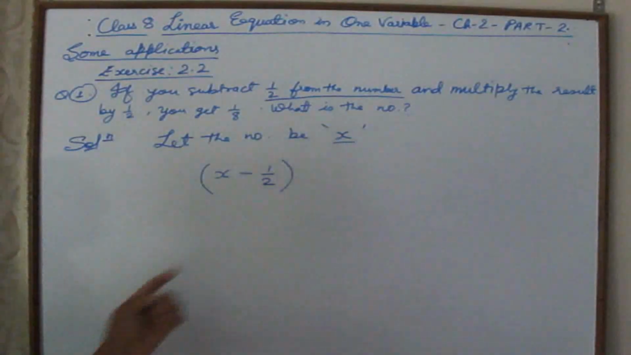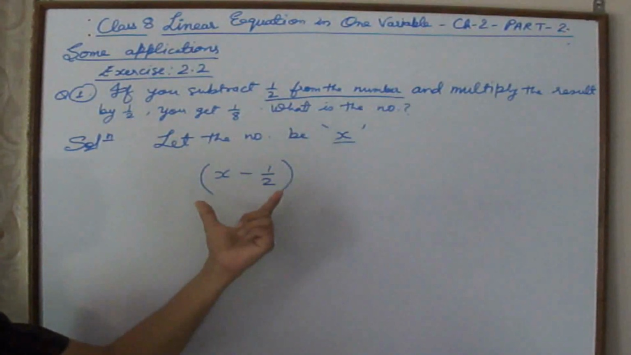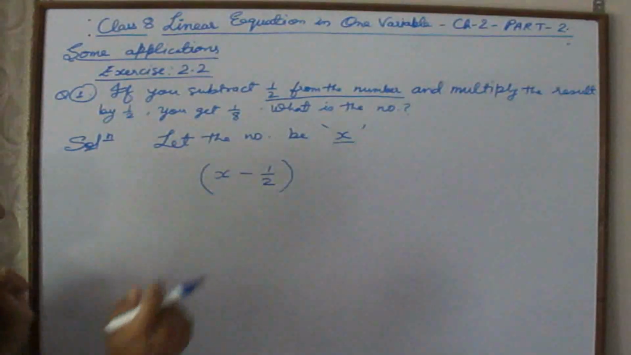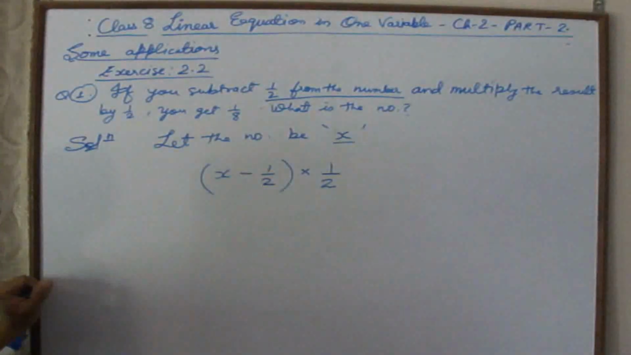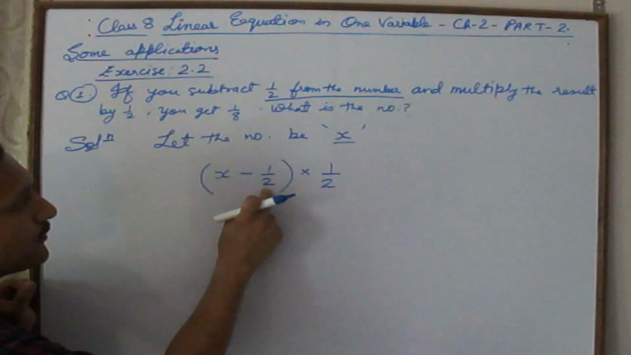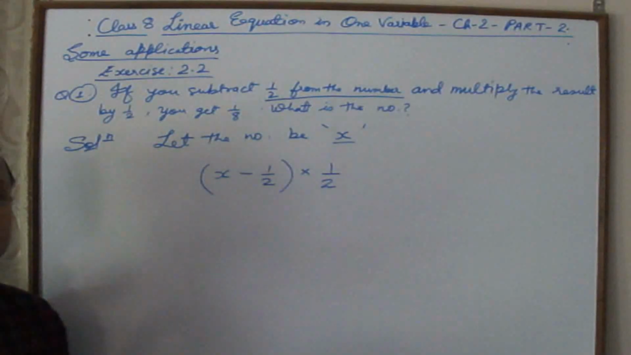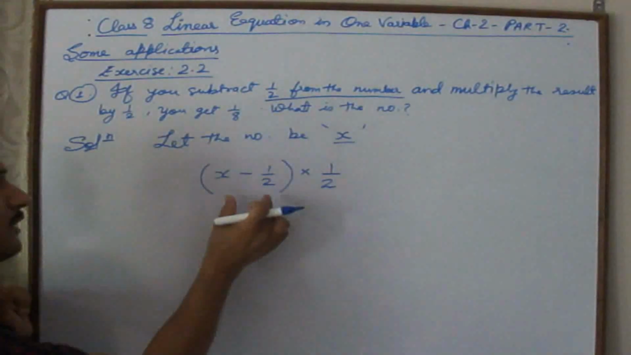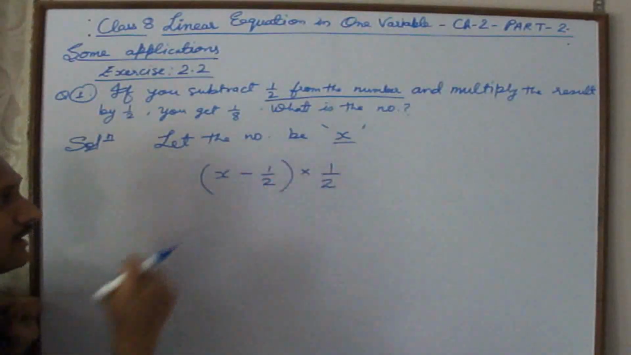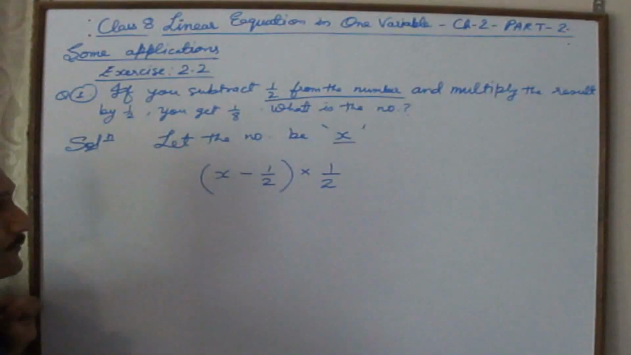The result is unknown to us. We can't subtract x and 1 by 2, so we have to put a bracket like this because this is only the result. Generally if two numbers are there, 5 and 7, then we can see the result: 7 minus 5 is 2. But here one variable and one number is there, so we can't subtract it. So we put a bracket because the result is not known to us, since a variable is there.